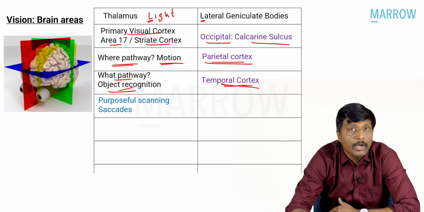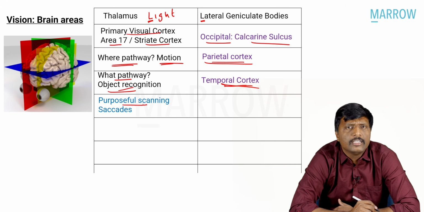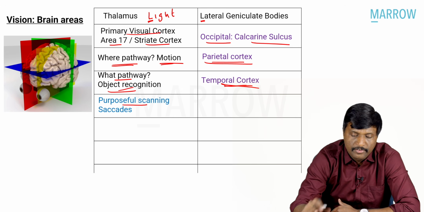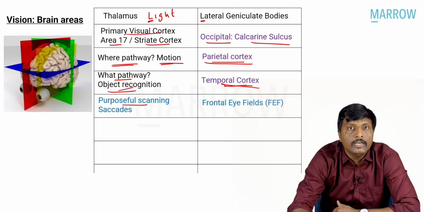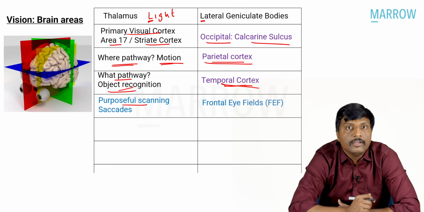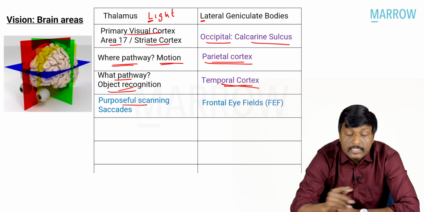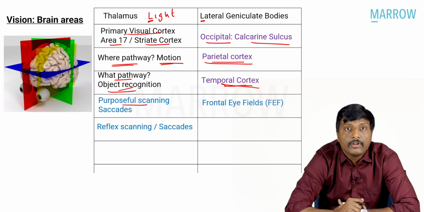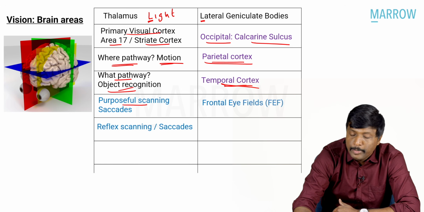Then our actual question, purposeful scanning. We call this saccades. Suppose I am scanning this entire room. The scanning type of eye movements we call saccades, frontal eye field. I am talking to you now. Suddenly a moving object, something is flying on this side. I will look here. Suddenly I will look here. This is reflex. Reflex scanning. While talking to you, if something is coming from this side, I will look there because of a reflex. This is reflex scanning, that is superior colliculi.